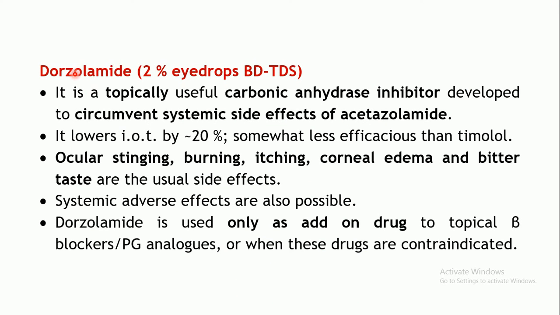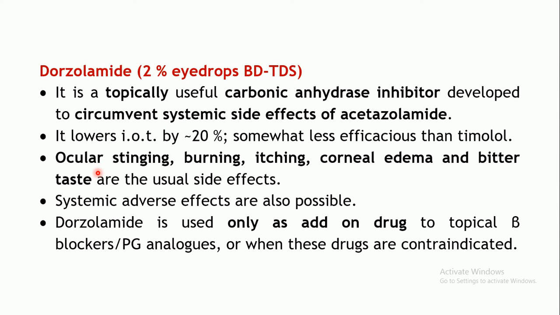Next drug is dorzolamide. This is again a carbonic anhydrase inhibitor which is instilled topically in the eye, in the form of a 2% eye drop. Usually this particular drug came into the picture to overcome the systemic side effects of acetazolamide, and it can lower the intraocular tension by 20%.